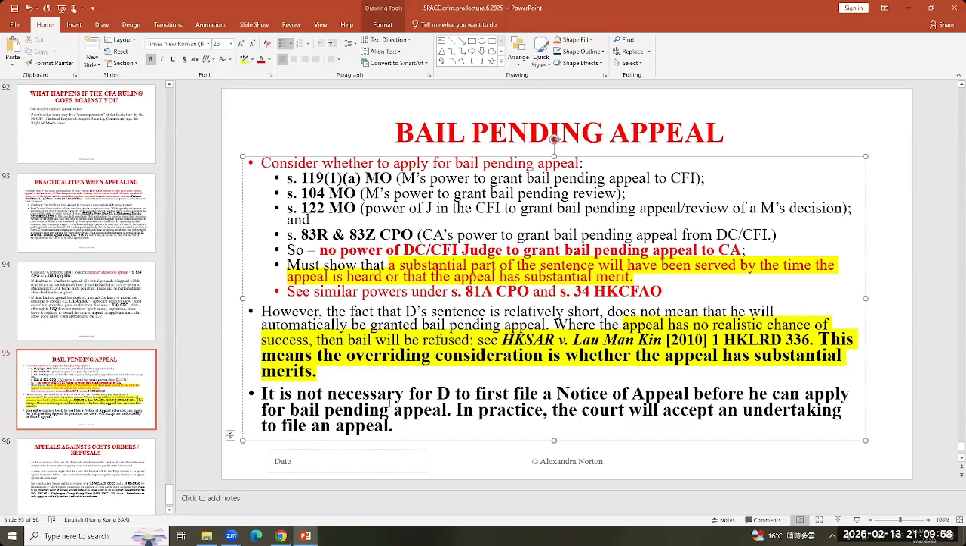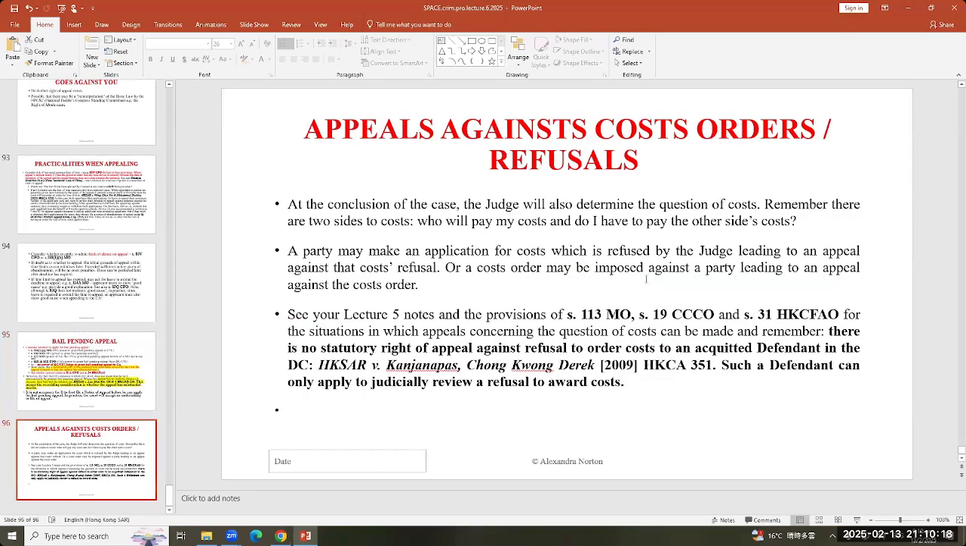And in practice, usually you file your notice of appeal first, and then you apply for bail pending appeal on the back of the notice. But sometimes you may be able to persuade the court to accept an undertaking that an appeal will be filed in order to grant bail pending appeal. And then this last slide, you can appeal a cost order as well, or a refusal to give costs, except if you're in the district court and the defendant's been acquitted. There's no statutory provision. The only option there is for the defendant to judicially review the refusal to give him costs.